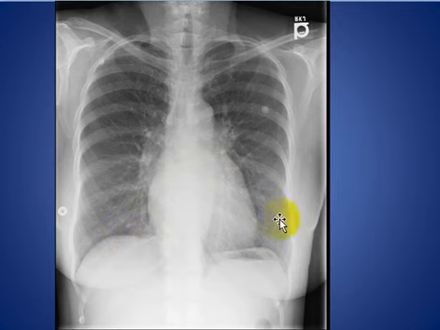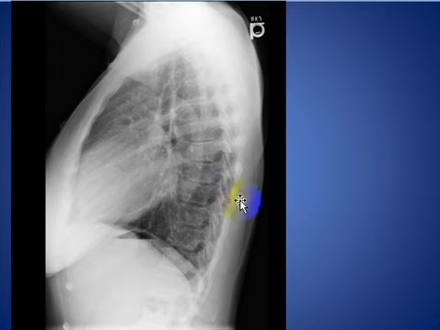There is some accentuation of bronchovascular markings seen bilaterally, especially at the lung bases. And we see the blood vessels in the upper lobes are larger than the blood vessels in the lower lobes, and we call this diversion. Here, this is the lateral view, and we see the bulging of the left atrial enlargement here.